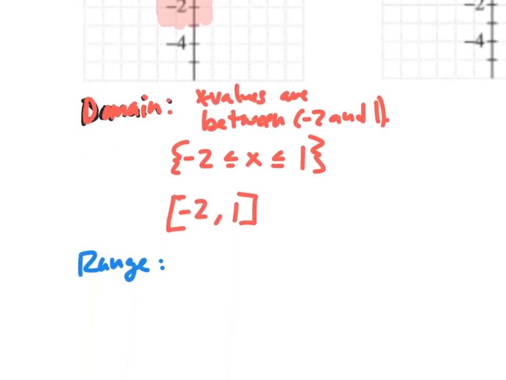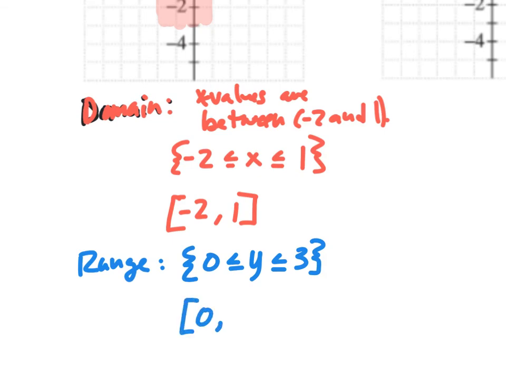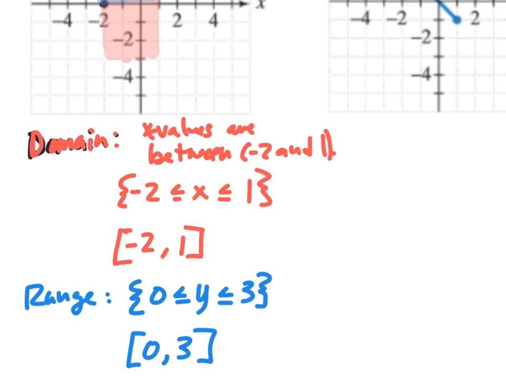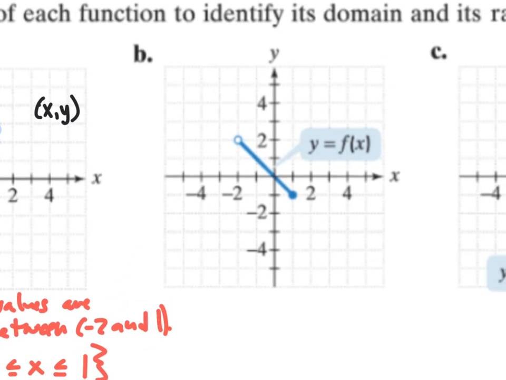Now, how I would write that in set builder notation is I would say that we start at 0, we include it, and we go from 0 to 3, and my y values are strictly in between those. I could also write this in interval notation and say that we have 0, 3, and we include the bracket. Now let's look at the next one, because we're not going to always include a bracket here.